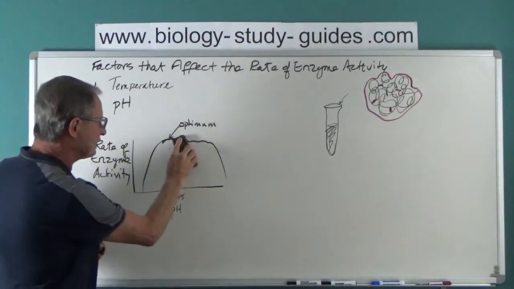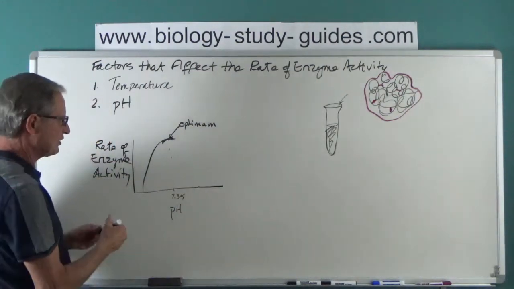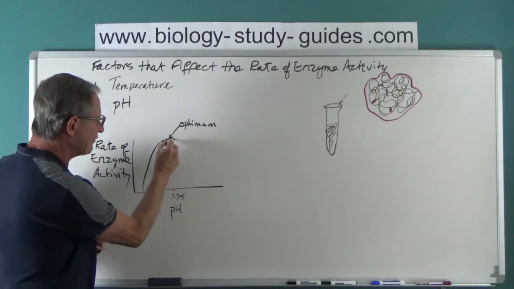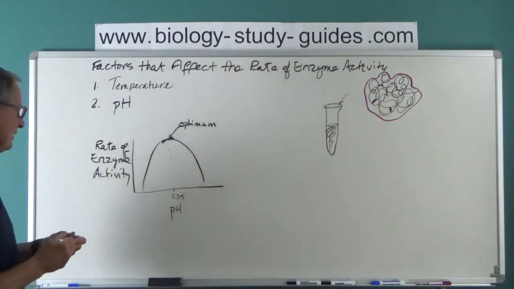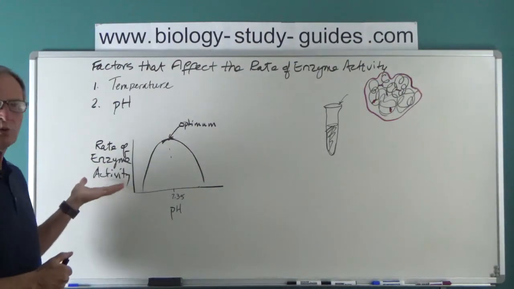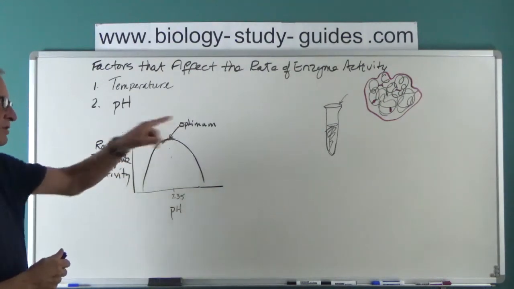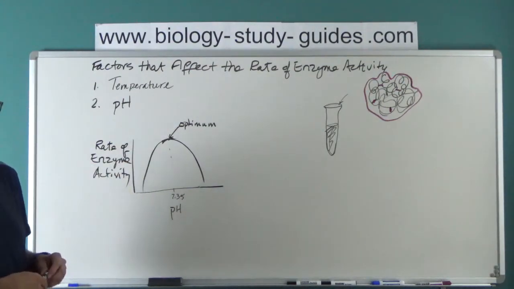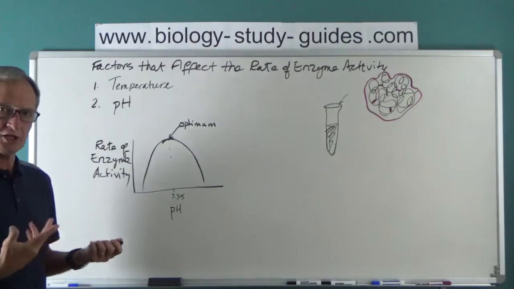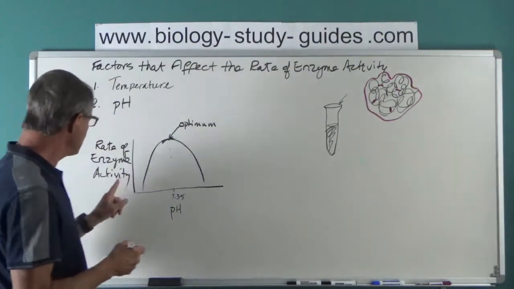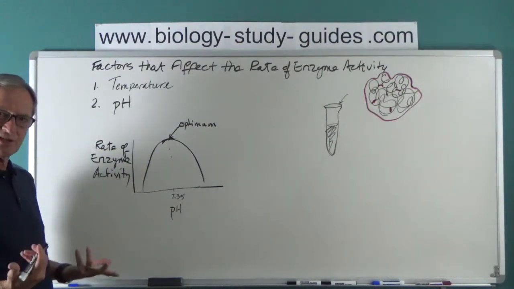I'll just go back to the other diagram here. The same sort of thing is true. If you get too far away from optimum pH, the enzyme activity will decrease. Now, I mentioned this business about a test tube on purpose because a lot of this comes from experimental data. How do you measure the rate of enzyme activity? How do you know what's actually happening?